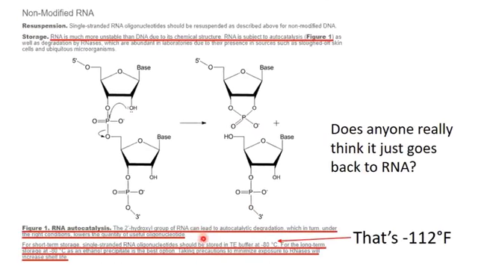Here's what it says. The 2-hydroxyl group of RNA can lead to autocatalytic degradation, which in turn, under the right condition, lowers the quality and usefulness of the oligonucleotide. For short-term storage, single-stranded RNA nucleotides should be stored in the tris EDTA buffer at -80 degrees centigrade. That's -112 degrees Fahrenheit. Where are you going to do that?